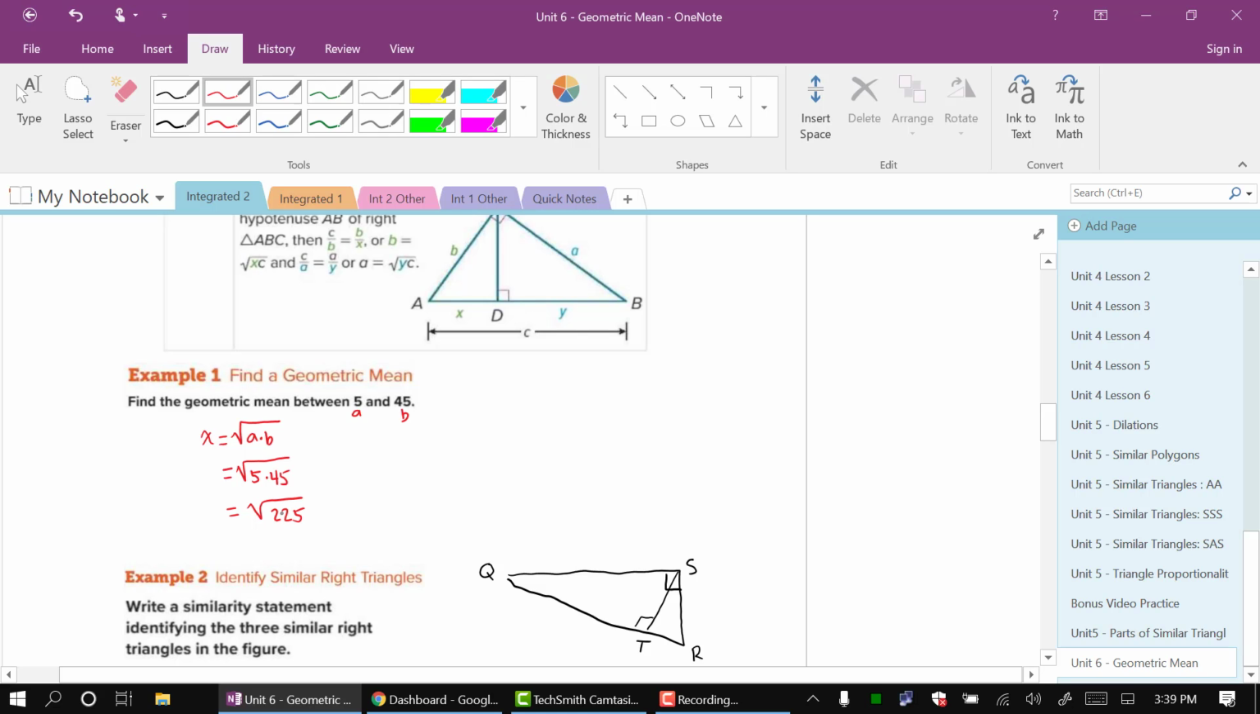225. And if I take the square root of 225, I actually get a whole number out, and that whole number I get out is 15. Sometimes I might not get a whole number out, sometimes I might. I just got to take the square root and figure out what I get.